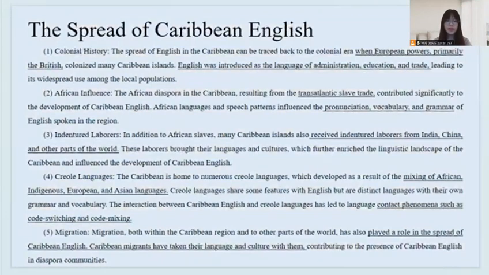Here are 5 ways Caribbean English can spread: colonial history, African influence, indentured labor, Creole languages, and migration. I've underlined the important parts as you can see.